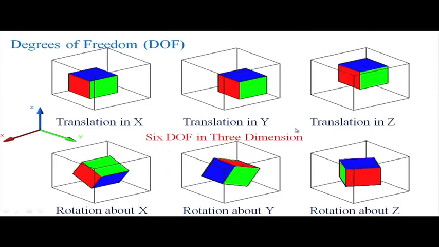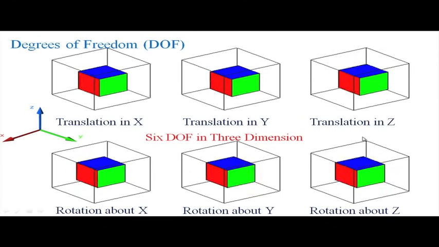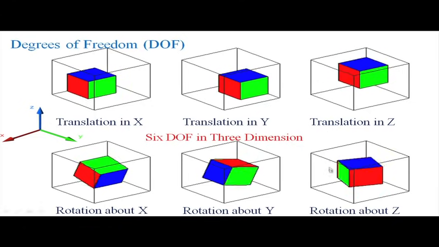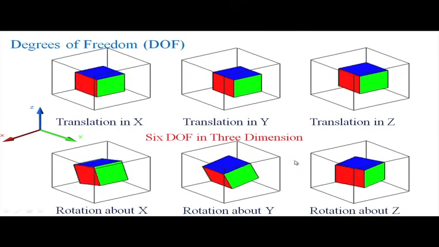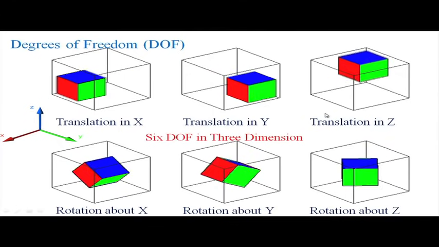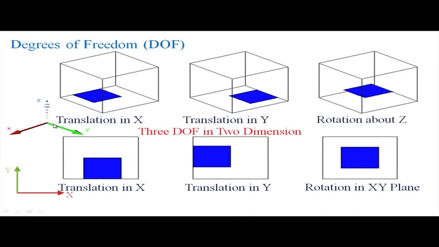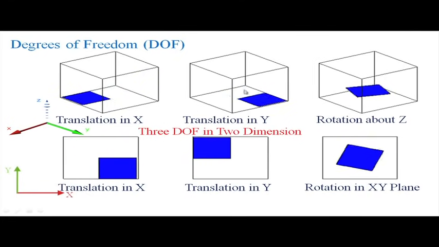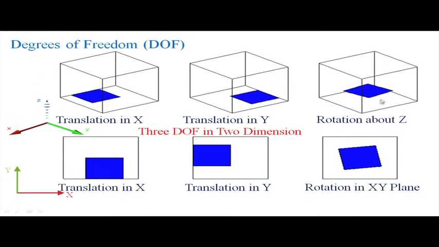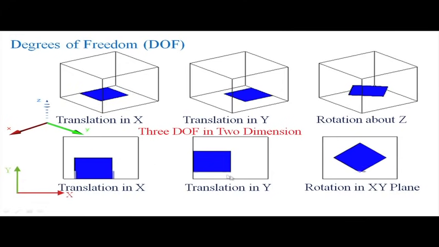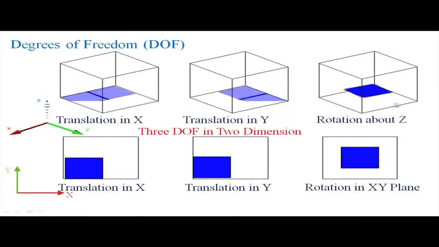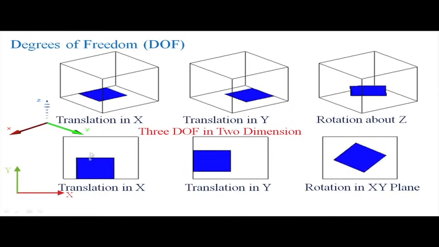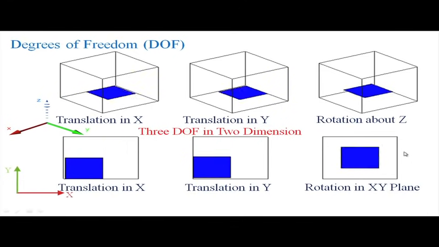If you want to define the motion of an object in 3-dimensional space, then these 6 degrees of freedom are enough to describe its motion. Now, let us see in 2 dimensions. This is the x coordinate, this is the y coordinate, and the z coordinate is suppressed. So, this object can move in x direction, move in y direction, and rotate about the z axis. This view is the planar view of the 3-dimensional view. So, any object in 2-dimensional space has 3 degrees of freedom.